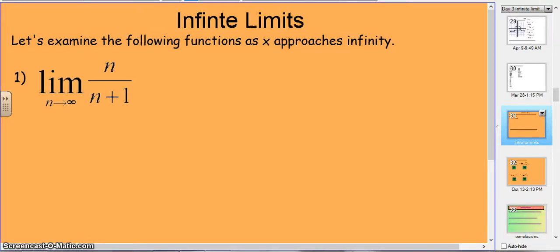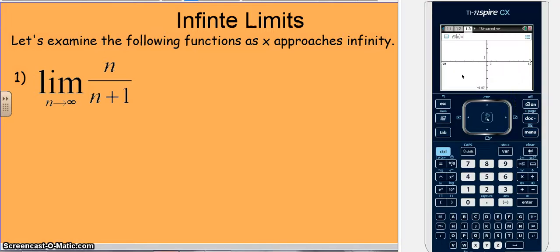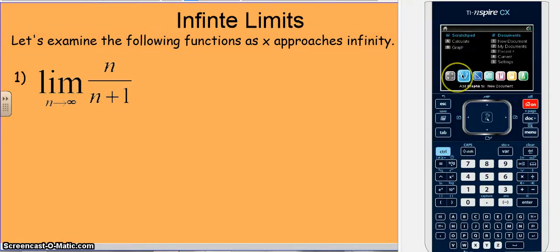So the first thing is we're going to examine the following functions as x approaches infinity. And actually in my first example we're using n. So it says what's the limit as n approaches infinity of n over n plus 1. Okay, so the first thing we want to do is take a look at the graph just to see what happens. And then we're going to go over some of the rules.